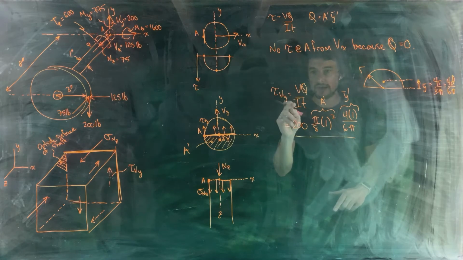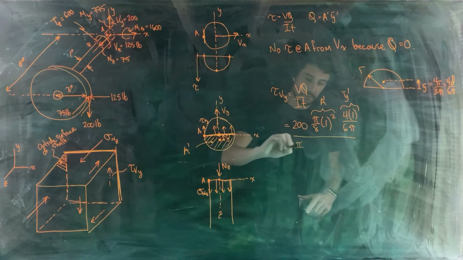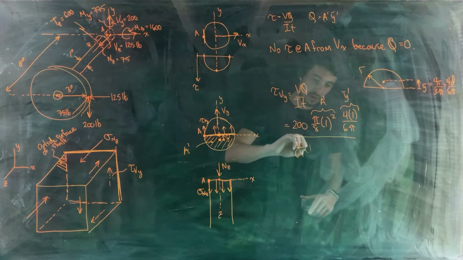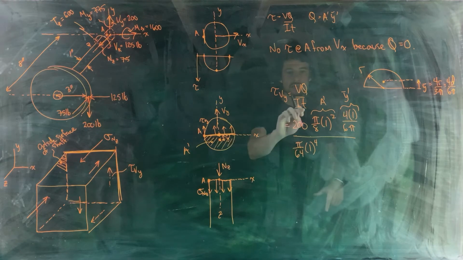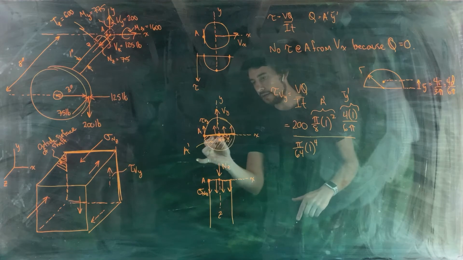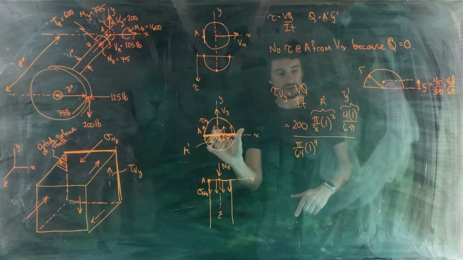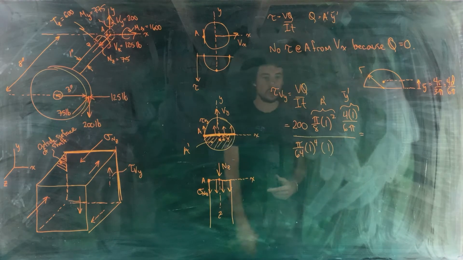And then we're dividing that by It. I for a circle is pi over 64 diameter to the 4th power. And then t is the length of the line that you're calculating the shear stress along. So in this case, that's also the diameter. So we've got d there as well.